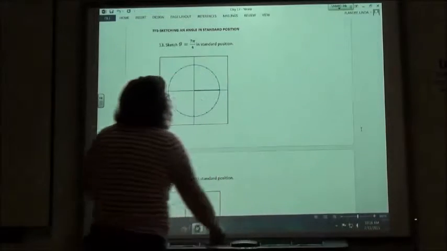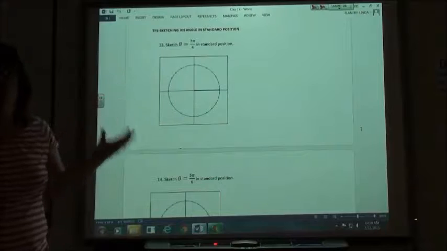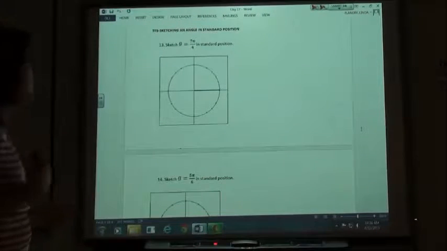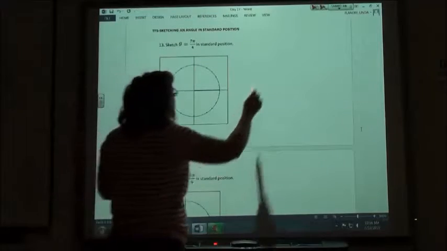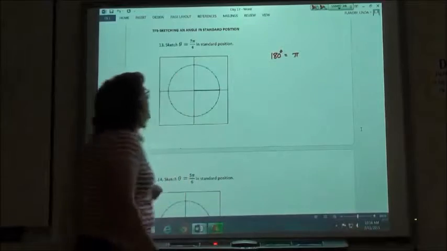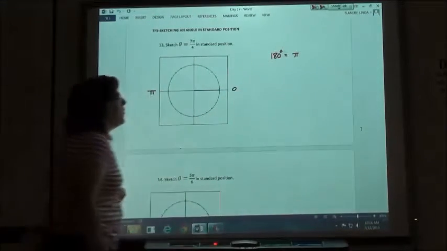Alright, so now what we're going to do is sketch things that are in radian measure onto our circle, because you want to get used to the degree equivalent and the radian equivalent. So we said that 180 degrees was equal to pi. So over here is going to be pi. Over here obviously is 0.